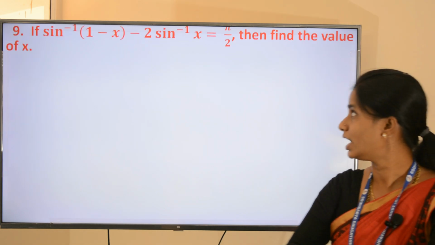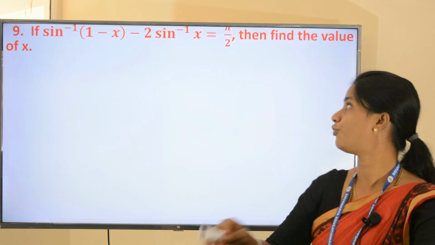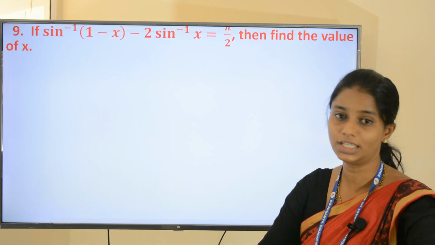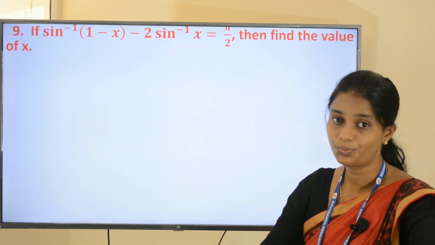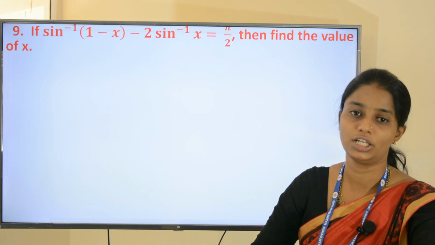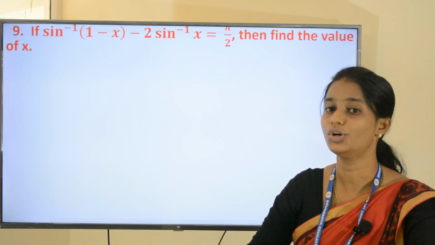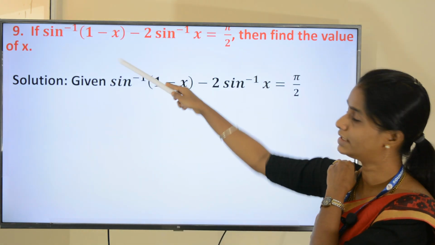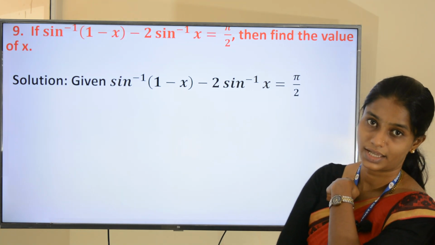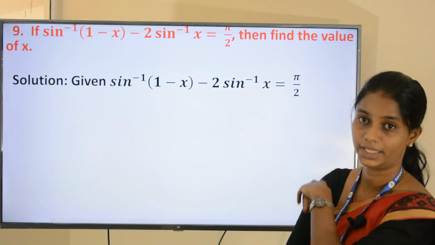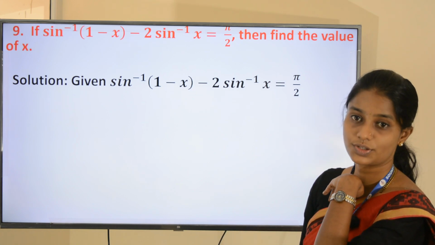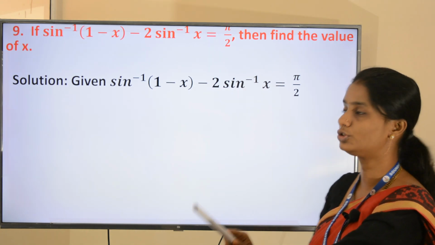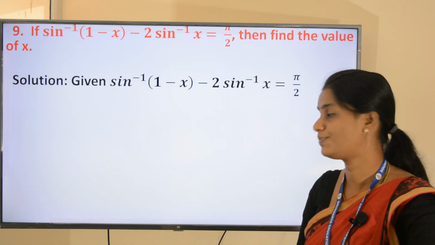Ninth question is, if sin inverse of 1 minus x minus 2 sin inverse x is equal to pi by 2, then find the value of x. So we have to find the value of x here. What I will do, I'll consider the given data. That given data is sin inverse of 1 minus x minus 2 sin inverse x is equal to pi by 2.